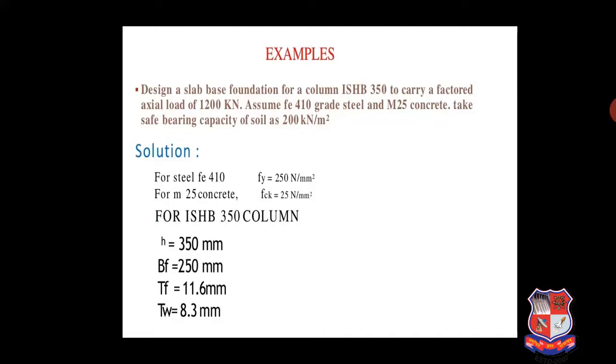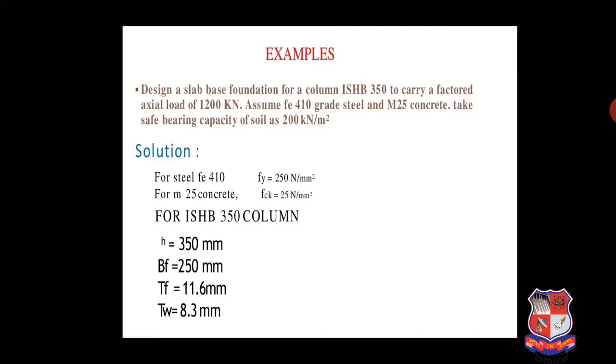In that, first write down the data given for the slab base. Design a slab base foundation for column ISHB 350 to carry a factored axial load of 1200 kN. Assume Fe410 grade of steel and M25 concrete. Take safe bearing capacity of soil as 200 kN per square meter. Here safe bearing capacity means SBC of soil.